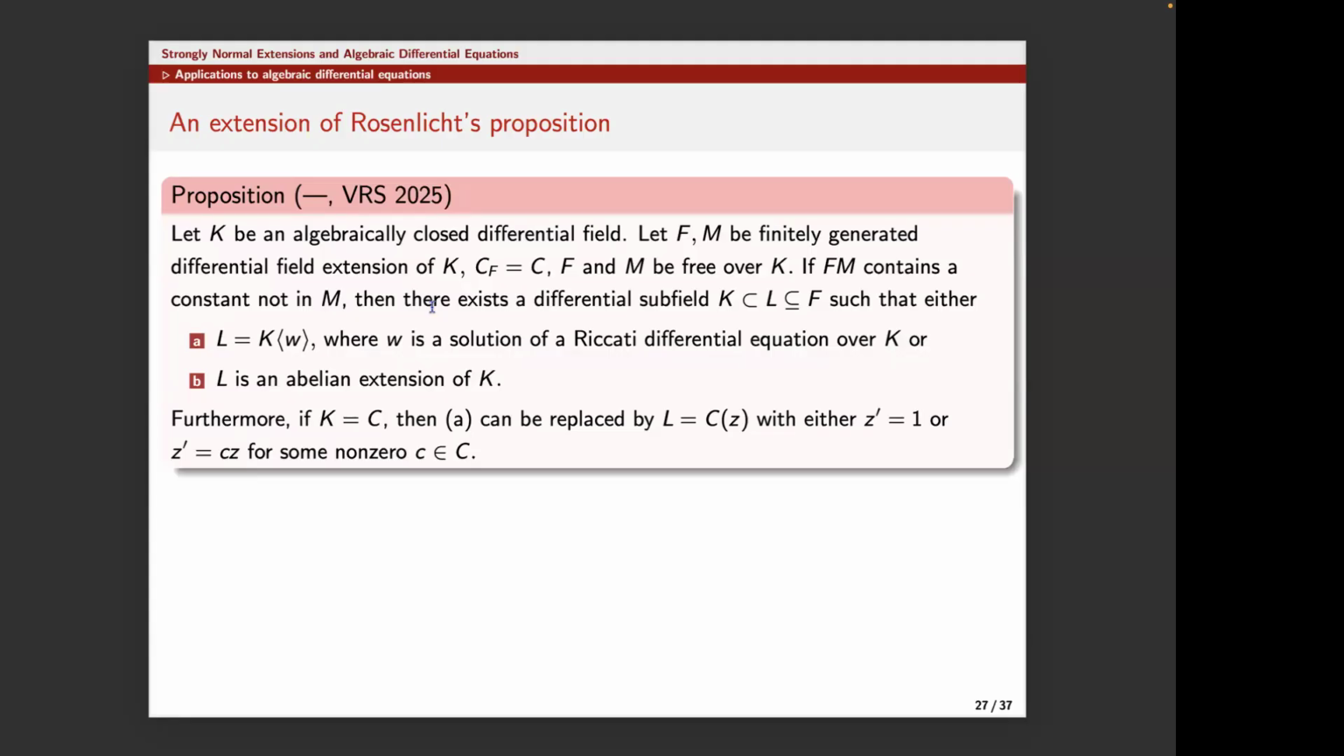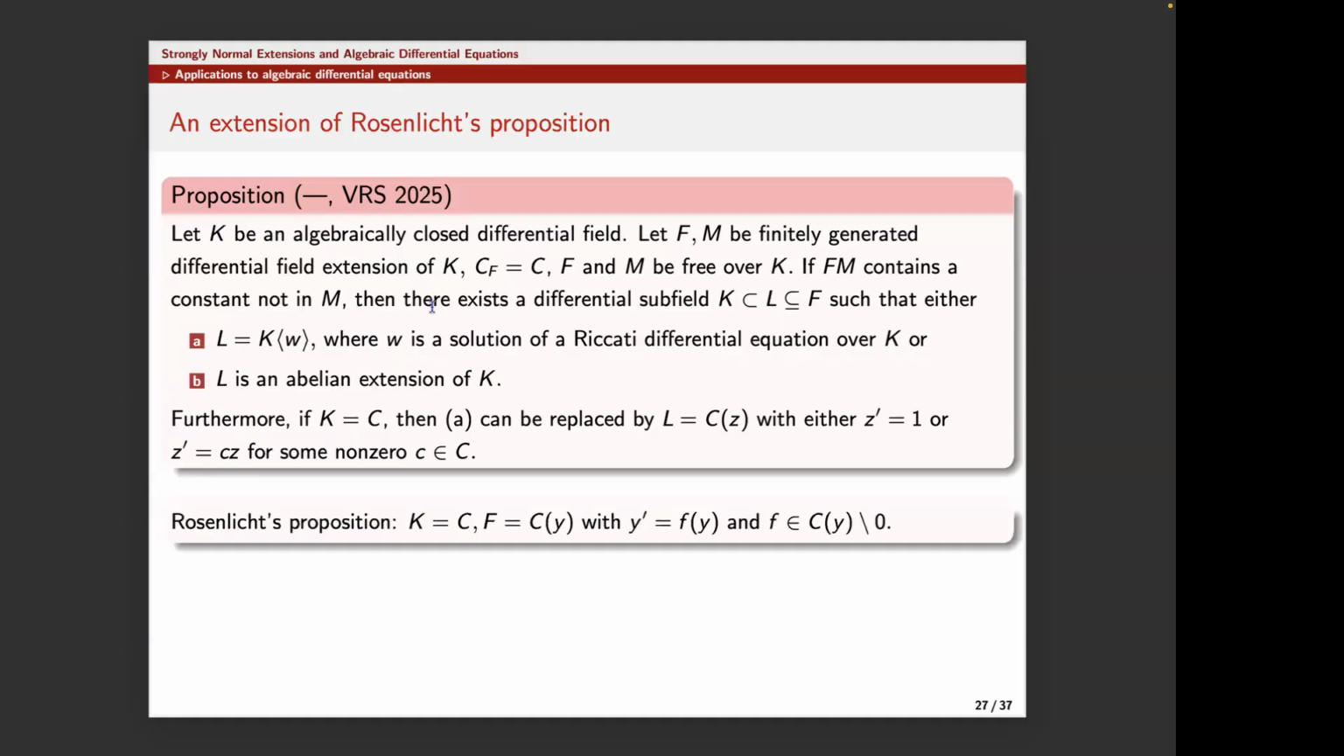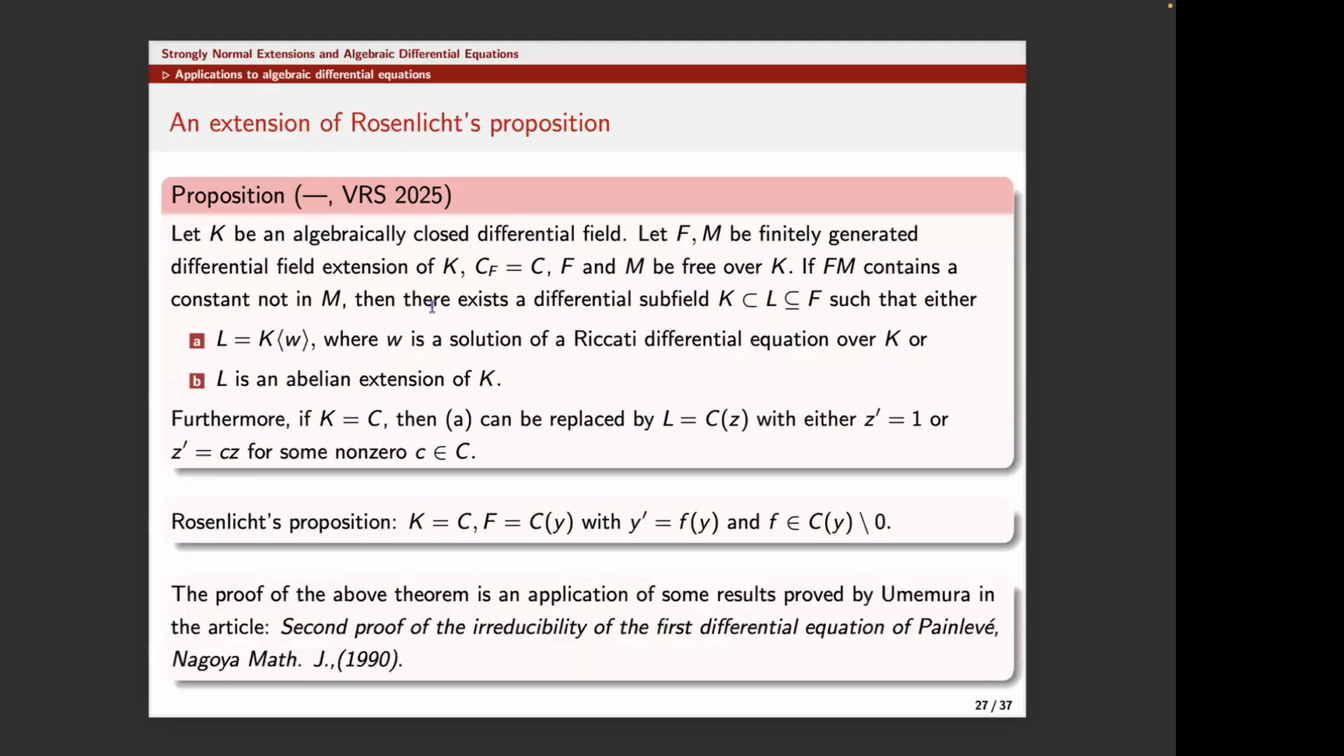So basically you have an abstract generalization of the Rosenlicht proposition, and the Rosenlicht proposition is basically K equal to C, F equal to Cy with y prime equal to f of y, or f is a non-rational function. And the proof of this theorem is actually an application of some results proved by Umemura in this article, second proof of the irreducibility of first differential equation of Painlevé. So it's an application of Umemura's result together with our structure theorem.